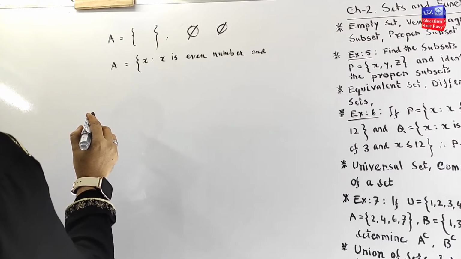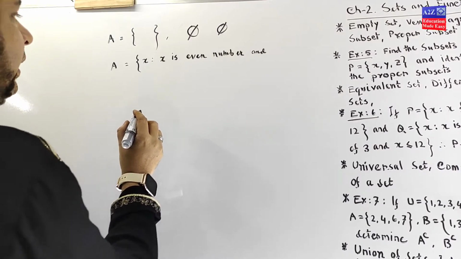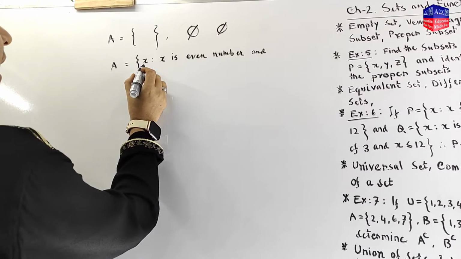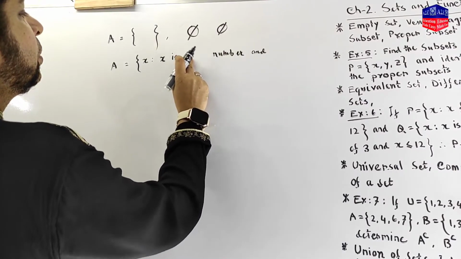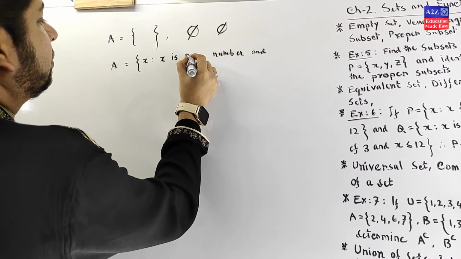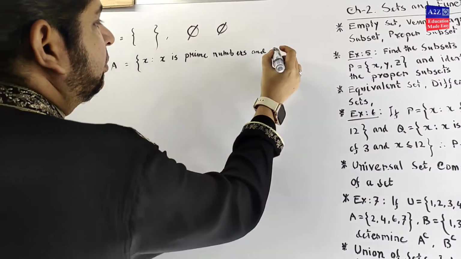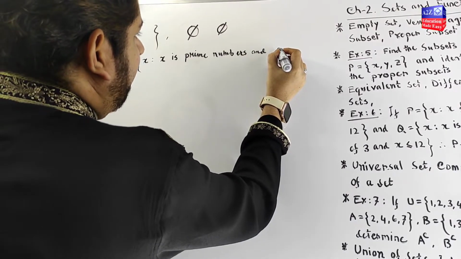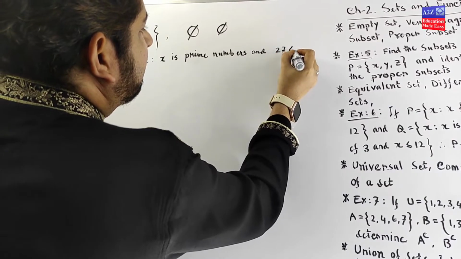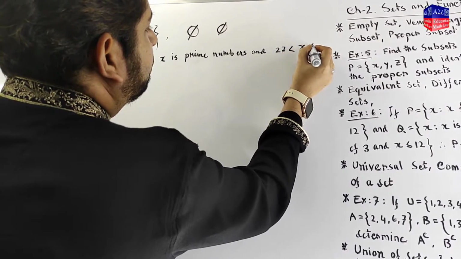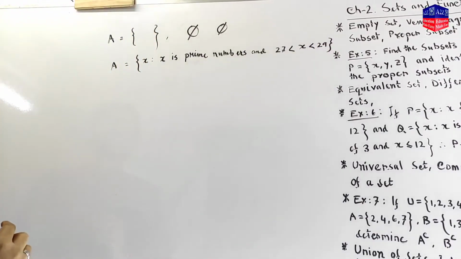Today I would like to give an example of empty set through which it will be very much clear to you. Let's say A is a set of element x such that x is prime numbers and x range between 27 to 29. What do you understand?